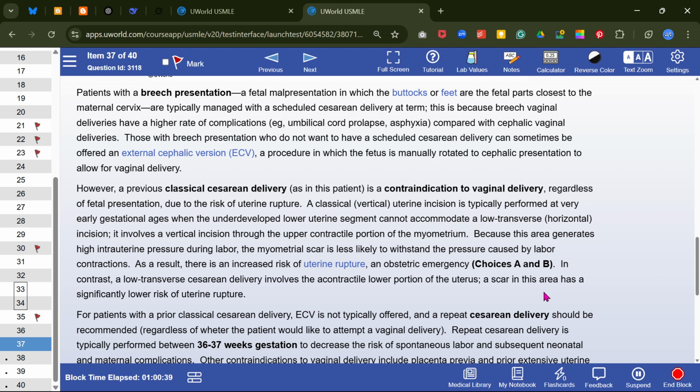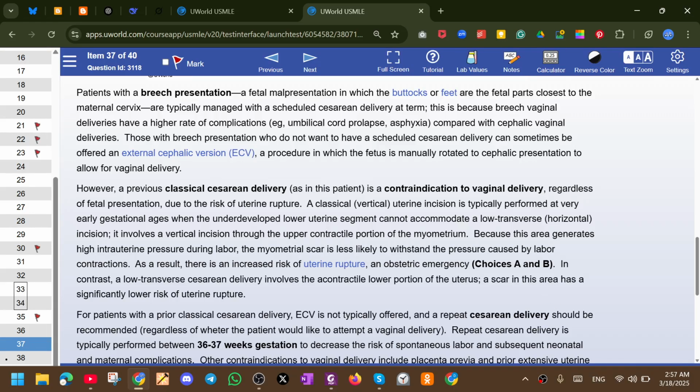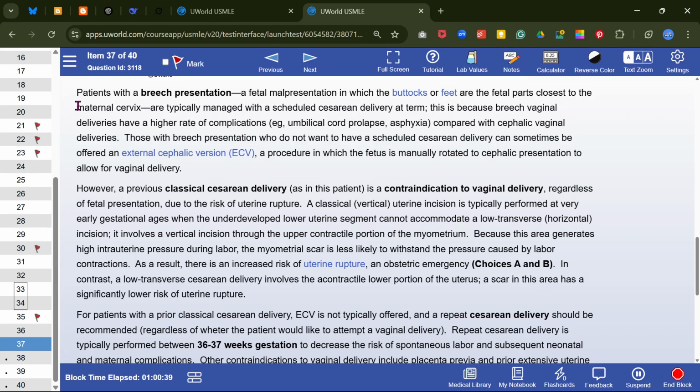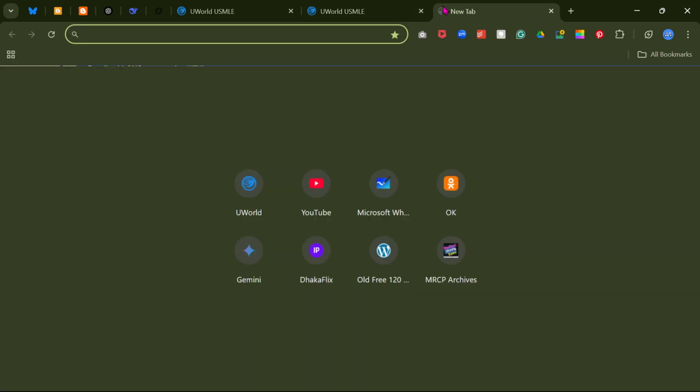Another thing here, she has preeclampsia. So preeclampsia is an indication of cesarean section. Look, her first cesarean section was done at 25 weeks of gestation due to eclampsia, isn't it? May not be. So it is classic CS. There are some absolute contraindications of, I don't remember. I need to see.